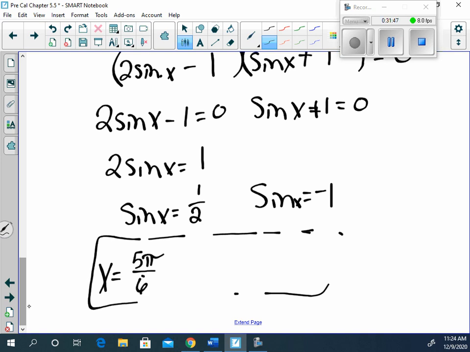Five pi over 6 and pi over 6. And then this is 3 pi over 2. And these here should all work. Also, values for which cosine is equal to 0 need to be checked: pi over 2 and 3 pi over 2. But we're good there.